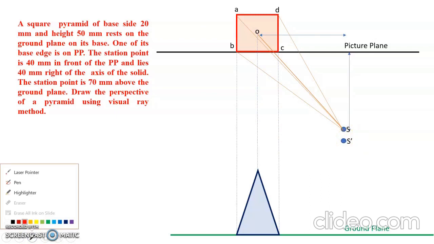Okay. Here in this PPT, the order is somewhat reversed. So follow the steps as I am saying. Okay. First the picture plane and the square, and then the station point.